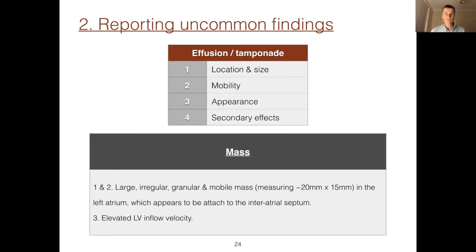So 20 by 15 in the left atrium, which appears to be attached to the interatrial septum. So, in a short sentence there, you've made it pretty clear that in all likelihood you're looking at a myxoma there. Secondary effects, you want mostly to be talking about, does it compromise blood flow? You want to know whether or not it's impeding blood flow.